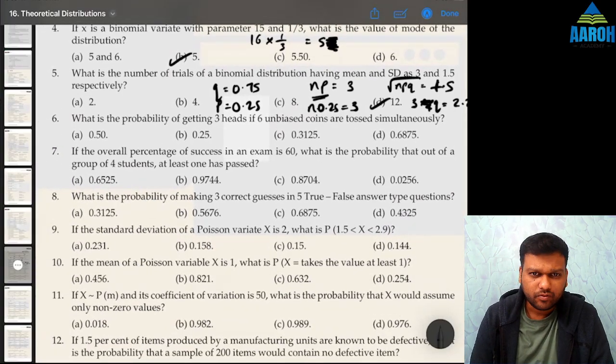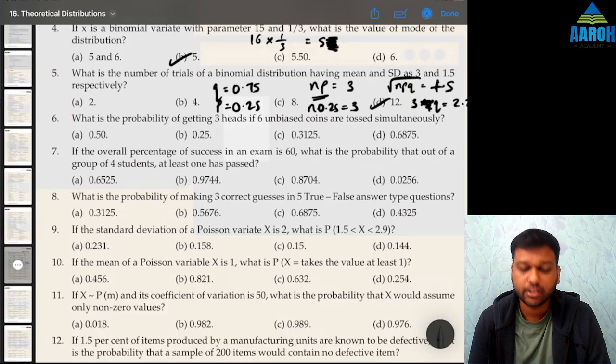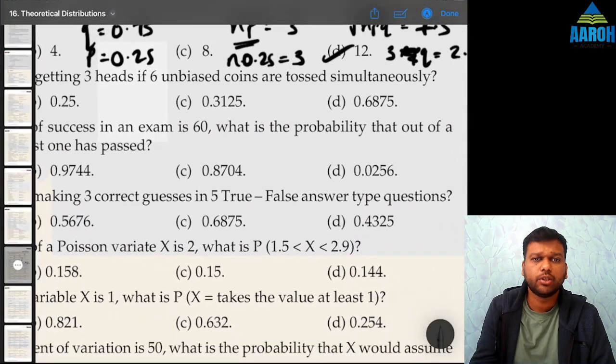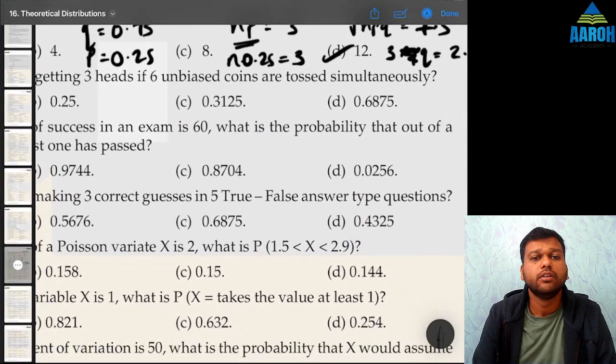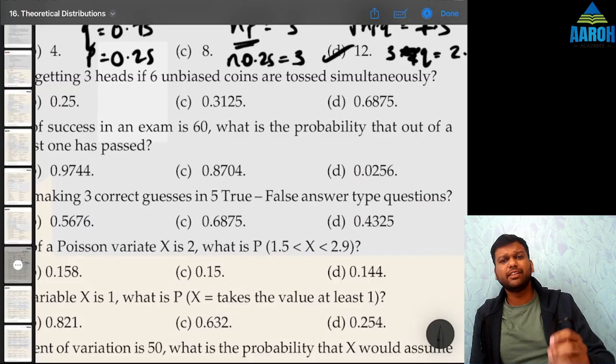Next, sixth. What is the probability of getting 3 heads if 6 unbiased coins are tossed simultaneously? You can solve this by applying normal probability concepts also, but it will take time. So if you identify that this is a binomial distribution in the exam, then this is very fast, right?